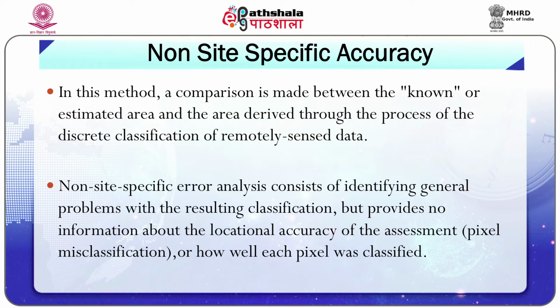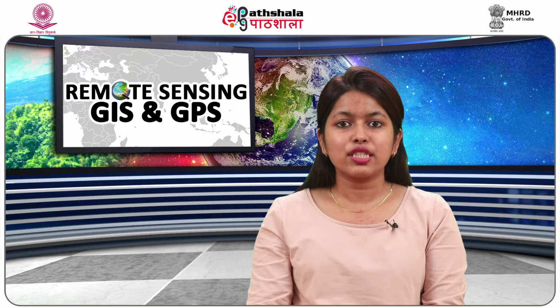In this method, a comparison is made between the known or estimated area and the area derived through the process of discrete classification of remotely sensed data. For example, an estimate is made of the percentage of area represented by three categories: grassland, woodland and water. Suppose these known map areas are estimated to be 20% grassland, 60% forest and 20% water. It is possible to compare the estimated area by category to the classified imagery derived areas of each category.